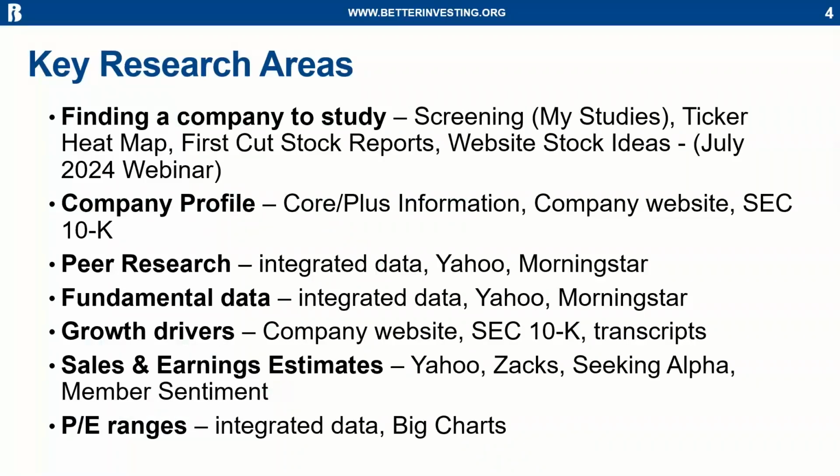So let's look at what I consider the key research areas. First, and actually pretty darn important, is finding a company to study. The database covers over 8,000 securities, from about 5,500 trading on U.S. exchanges with the balance trading on Canadian exchanges. You don't have time to go through all that, so you want to screen out some better ones.